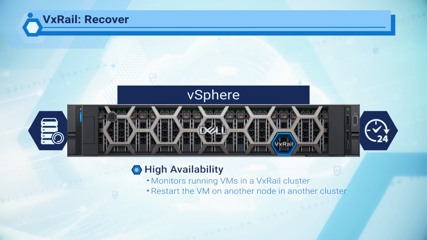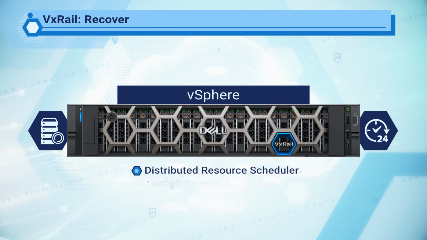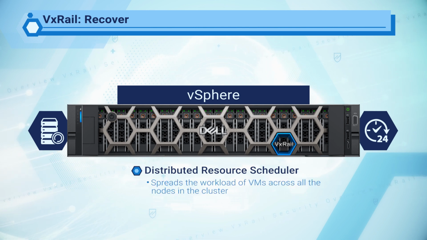VMs can fail because of cyber attacks, underlying hardware failure, or corrupted software. Although vSphere HA does not prevent outages, it can minimize the time it takes to restore services. vSphere DRS spreads the workload of VMs across all nodes in the cluster.